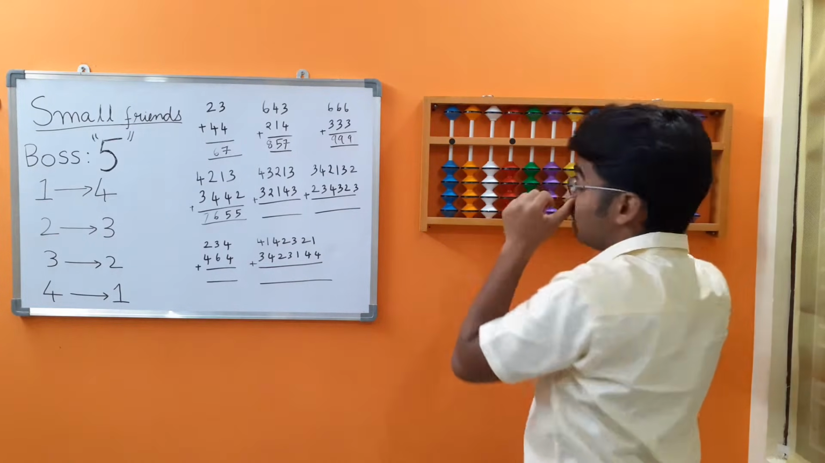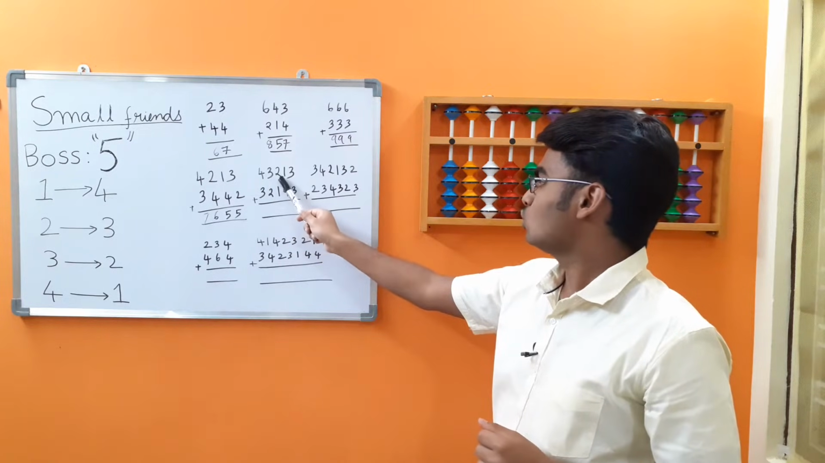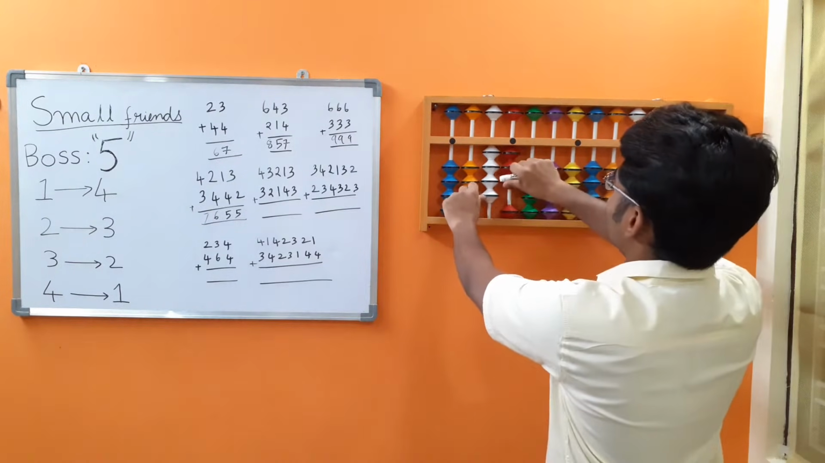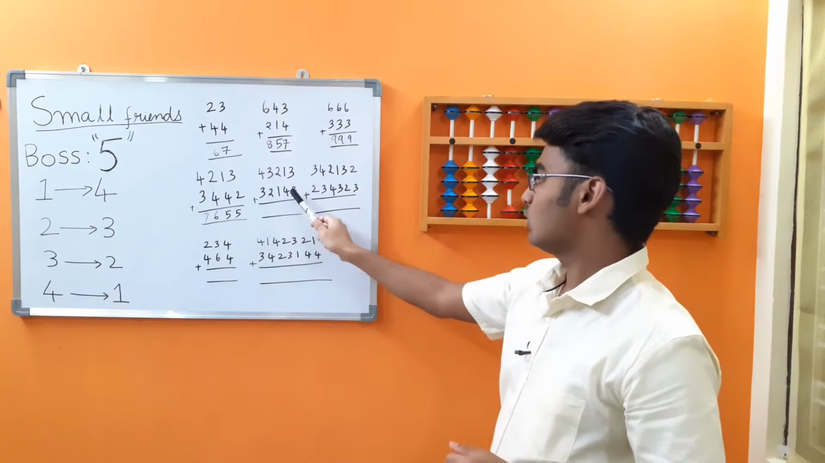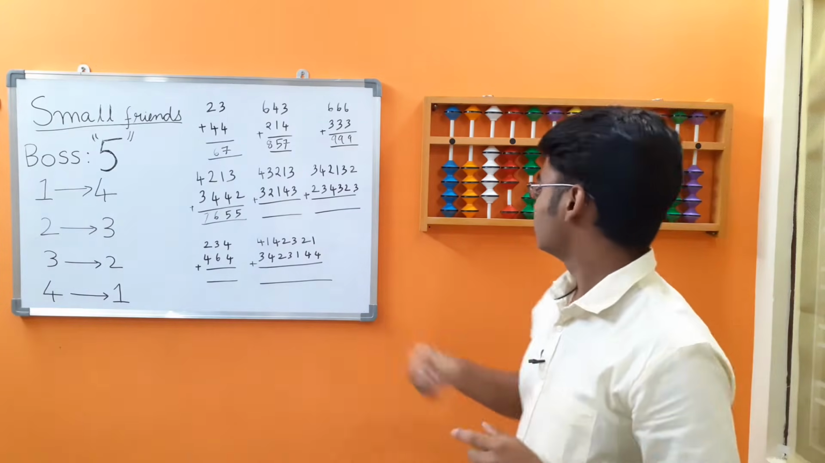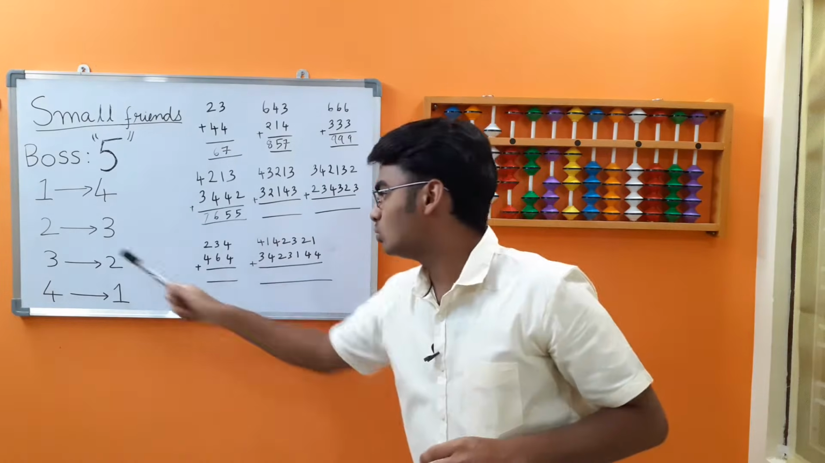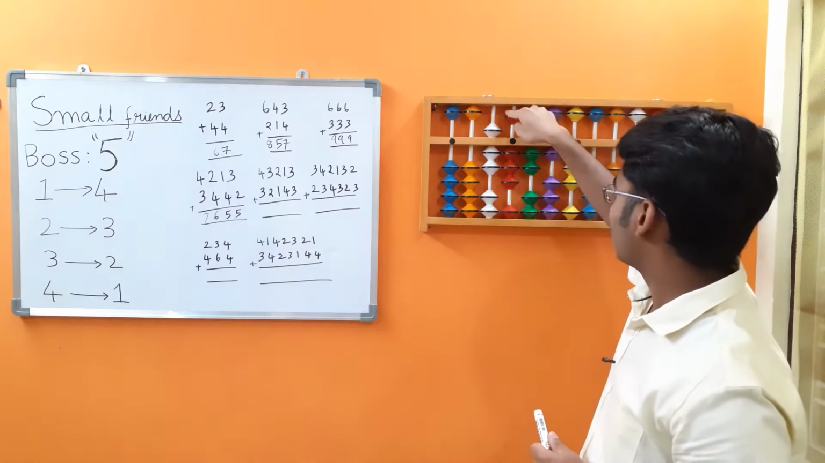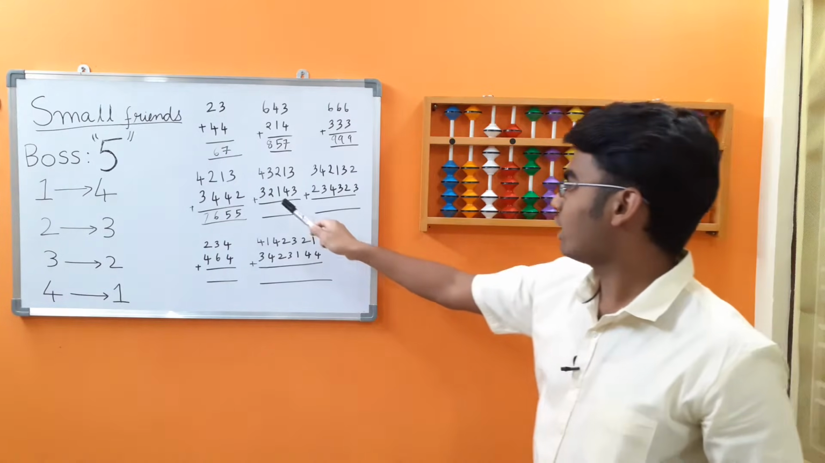Now let's explore 10,000 rod also. 43,213 plus 32,143. As usual, let's go one number by one number. We have to add 3. Add the boss 5 and 3's friend is 2. Less the friend 2. 2. Add the boss 5. 2's friend is 3. Less the friend 3.